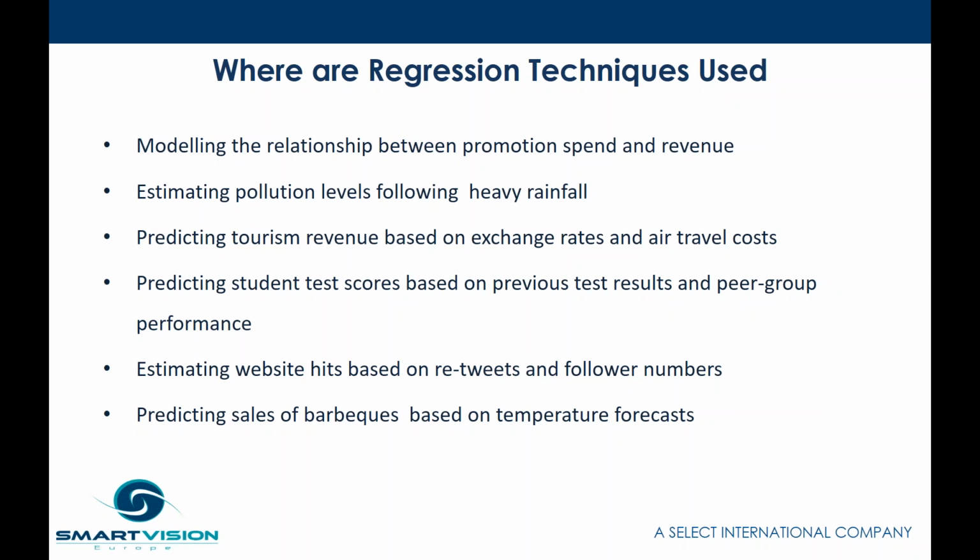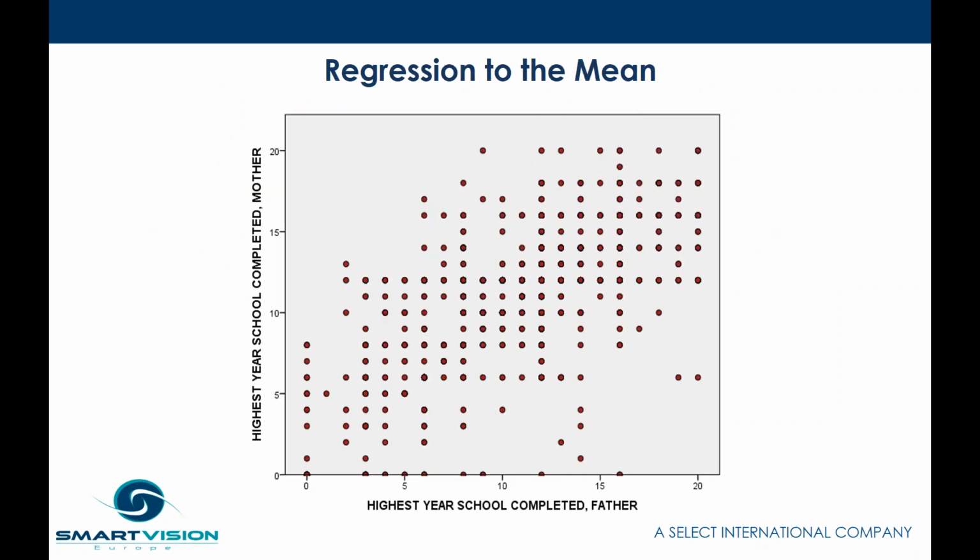So you can imagine that all of these things are related. All of these examples are examples of something which is related to something else. Barbecues and temperature, website hits and retweets, student test scores and previous performance, tourism based on exchange rates, pollution based on heavy rainfall, and promotion and revenue based on the amount of money you're spending on advertising. So regression is ideal for those sorts of situations.